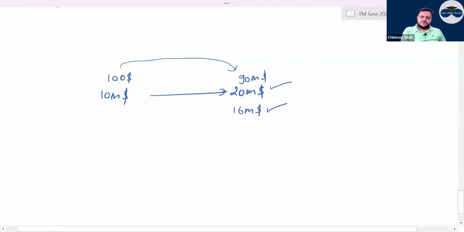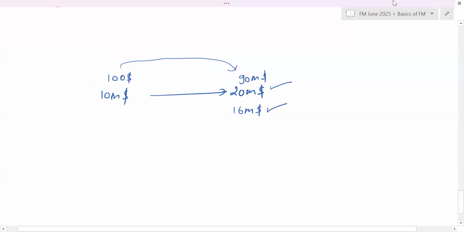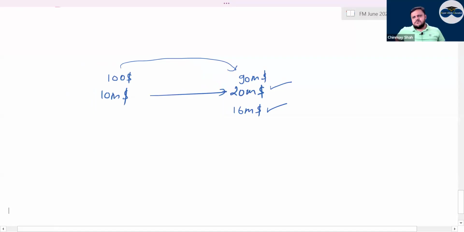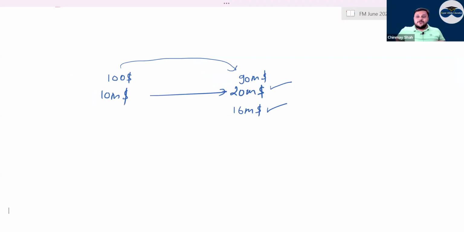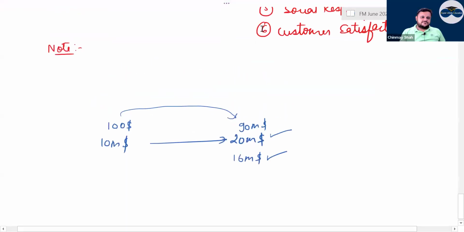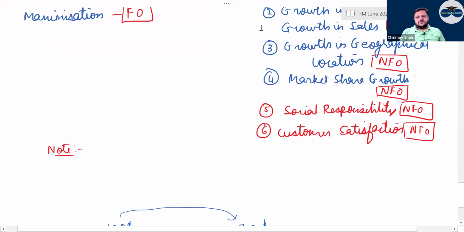Have a look. Yes, was there profit maximization here? But did your shareholders wealth maximize? No, sir. Your basic or primary objective, even if you earn profits, are there chances that shareholders wealth will not maximize? Tell me. Yes. Right? So write down in a note below.